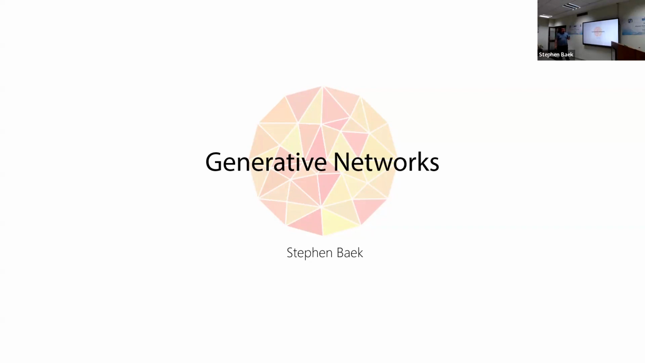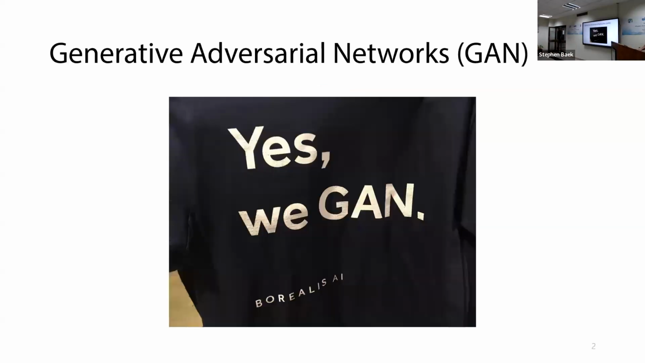So we're going to introduce basically two things. One is called the generative adversarial networks, or GAN. And then the second part is going to be what's called the diffusion models, or generative diffusion models.